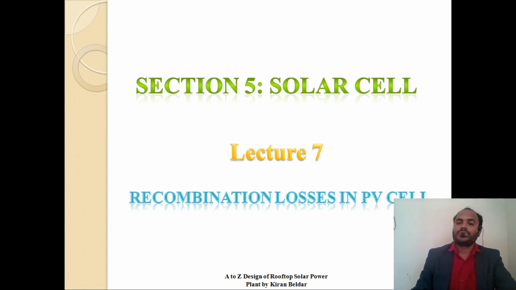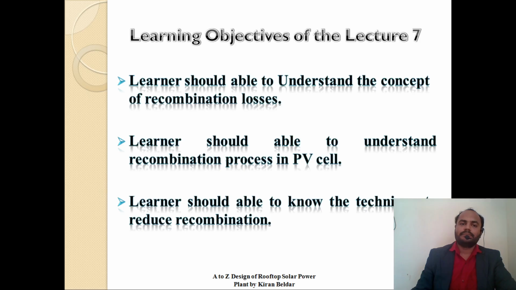Section 5 Solar Cell. Lecture number 7: Recombination Losses in PV Cell. Learning objectives of lecture number 7. The learner should be able to understand the concept of recombination losses, understand the recombination process in a PV cell, and know the techniques to reduce recombination losses.